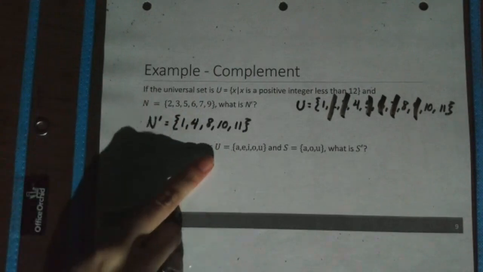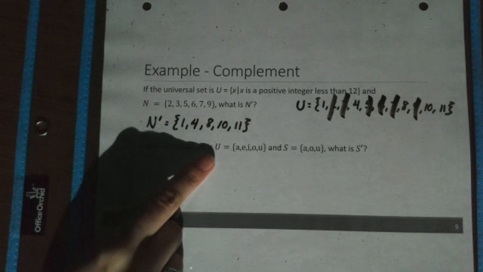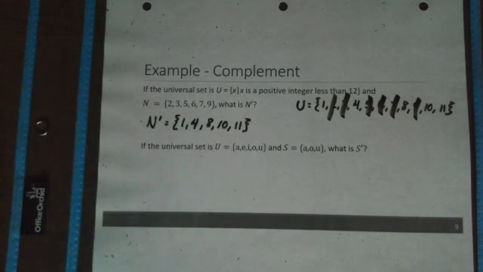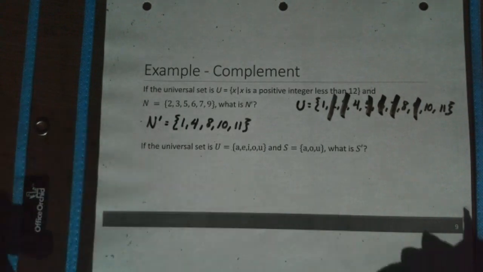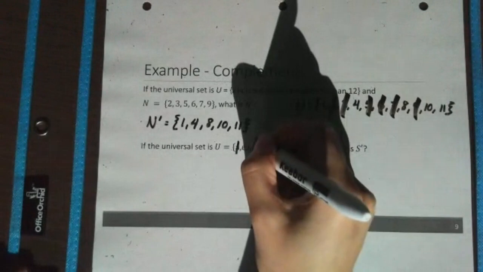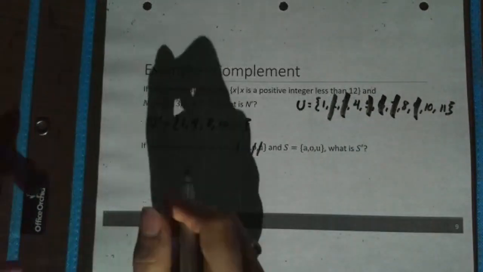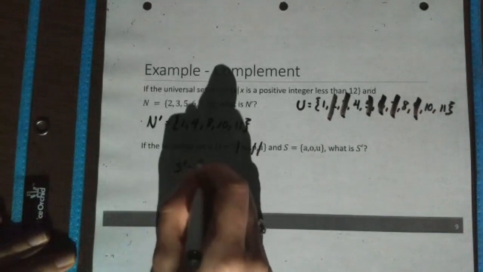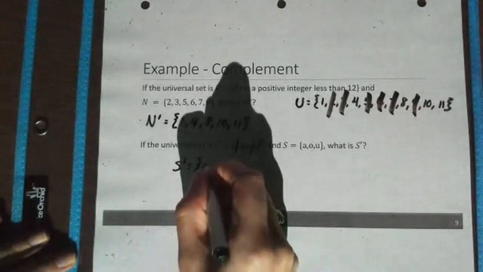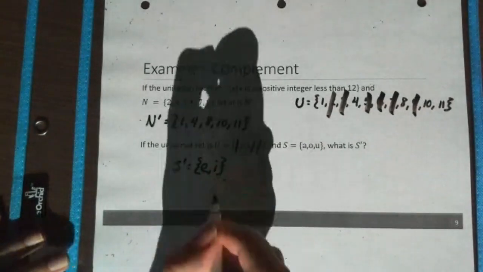If the universal set U is the set that contains A, E, I, O, U, and set S contains A, O, and U, what is the complement of S? I don't want A, O, or U, so that means the complement of S will be the set that contains E and I.